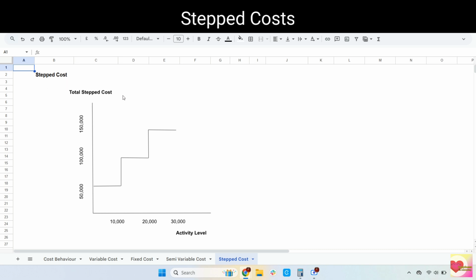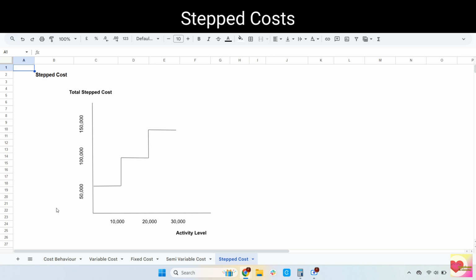Next, let's move on to the last classification, which is the step cost. We have one graph as well for the step cost, so let's analyze this graph. This line shows the total step cost. This line shows the activity level. And this line shows the relationship of these two. We can see that the total step costs are fixed up to a certain level of activity, then go up to another fixed amount up to another certain level of activity, and so on.